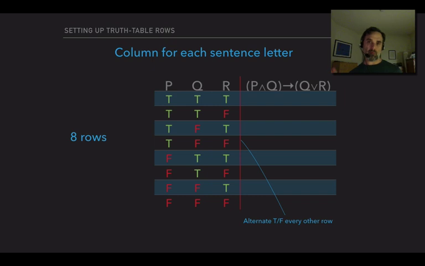So in the rightmost column, we alternate TF, TF, TF. In the next column, we double the alternation, so we go TT, FF, TT, FF. And in the final column, we double the alternation again, so we go TTTT, FFFF. And so that's what you need to know to set up a truth table. And you'll have to do that for some, but not all of the truth table problems that you'll be doing going forward.